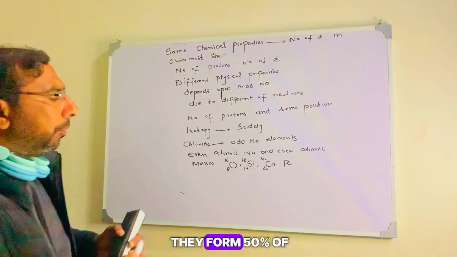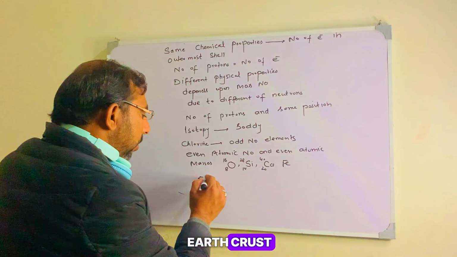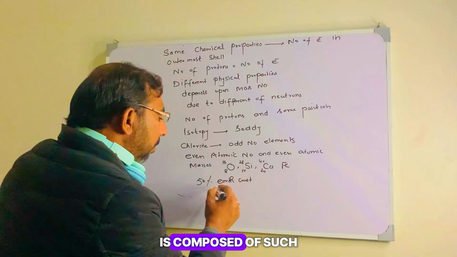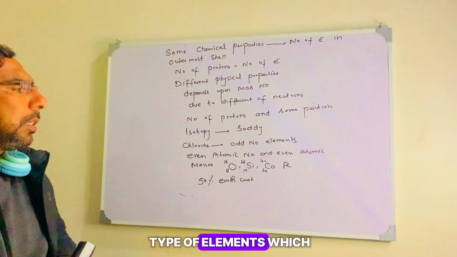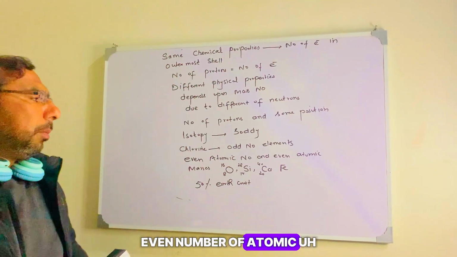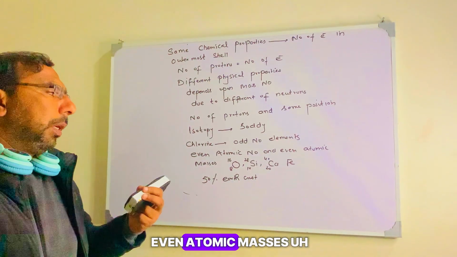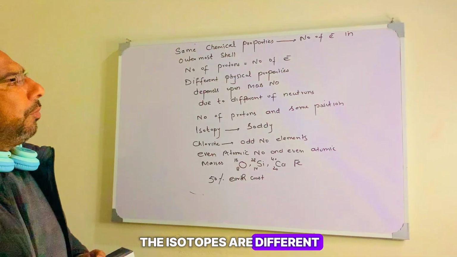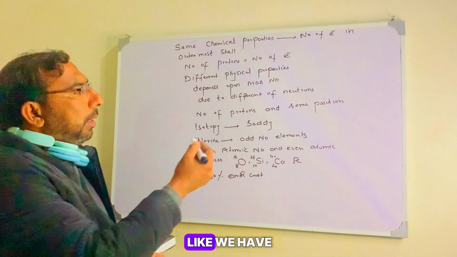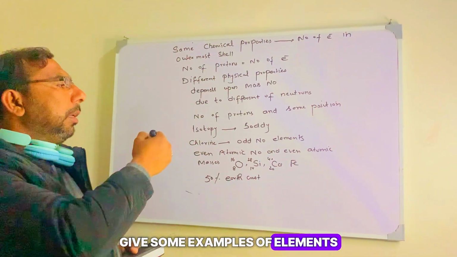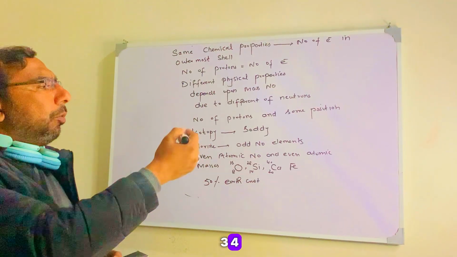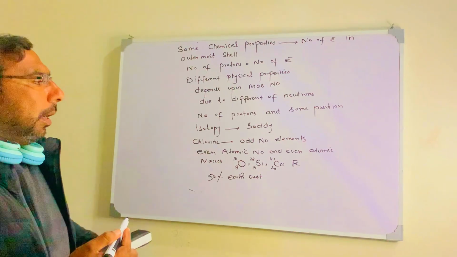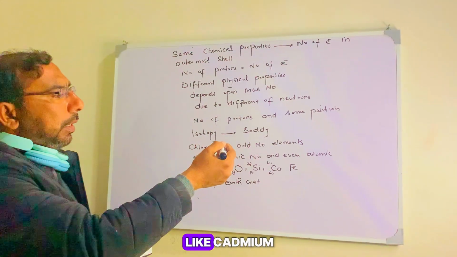We can see that they form 50% of the Earth's crust. 50% of the Earth's crust is composed of such elements which have an even atomic number and even atomic masses. So at the most, we can see that different elements have different isotopes. Like we have given some examples of elements which can have 2, 3, 4, even 11 isotopes. Like in our example, nickel has different isotopes, like gadolinium.